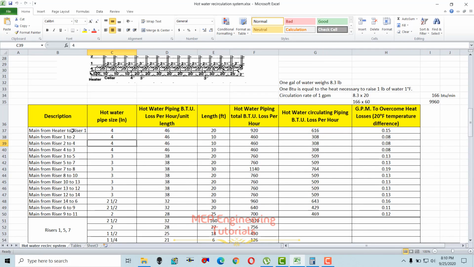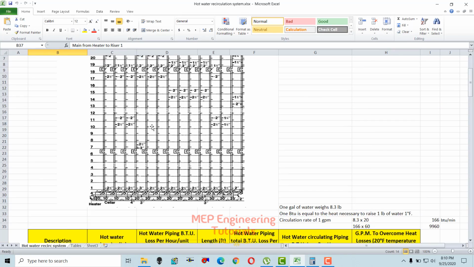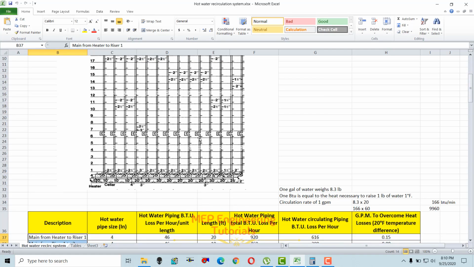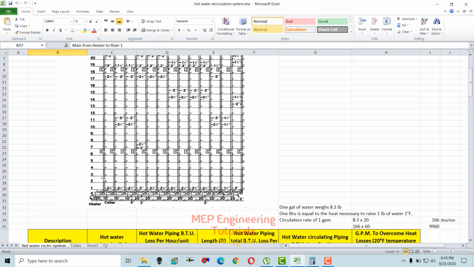The first thing you have to do here is write all the risers which you have shown here in the figure. As you can see, I have given a name to each riser, like riser 1, 2, 4, 3, and up to 11, and the hot water piping is already shown here in the drawing.